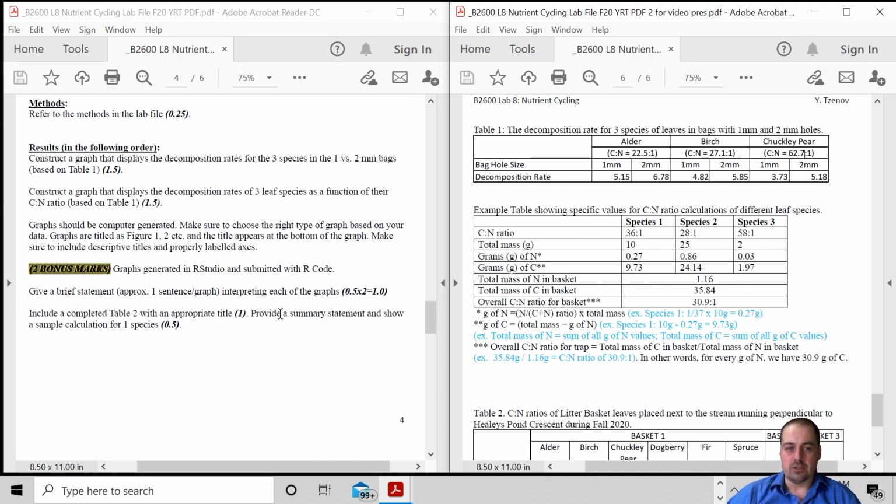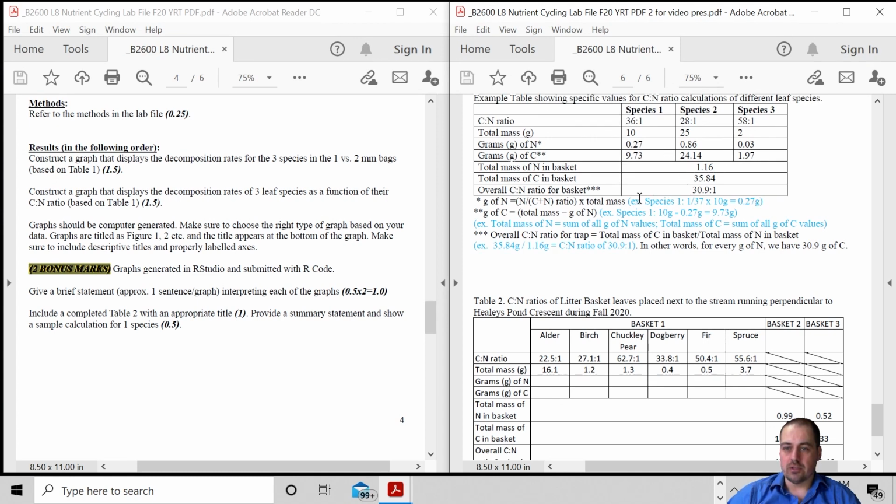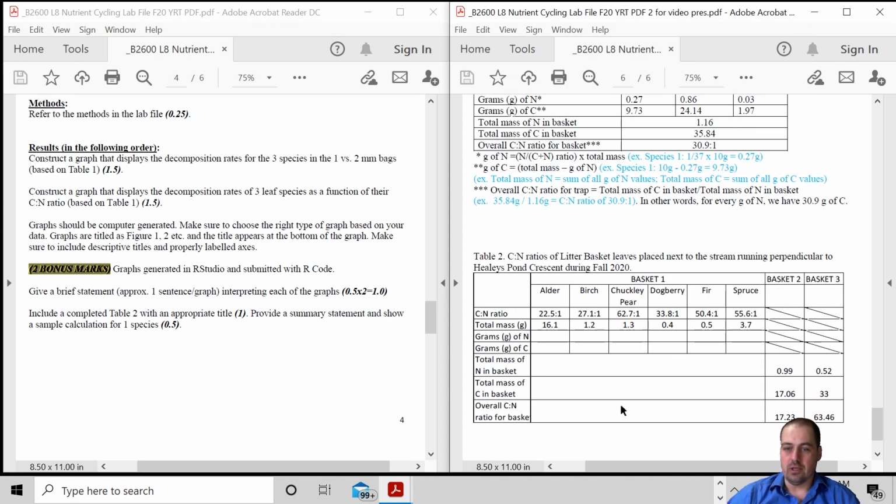As always, in the results, you're going to include a summary statement. So one for each of these graphs, just summarizing the general trend. And the last thing you're going to do is fill out table 2 and include that in your results. So I talked about that earlier. So the example table shows you exactly how to do these calculations. So you're going to do that for these down here, and you're going to end up getting a value down here that we can compare to these. I'll talk more about that in a second.